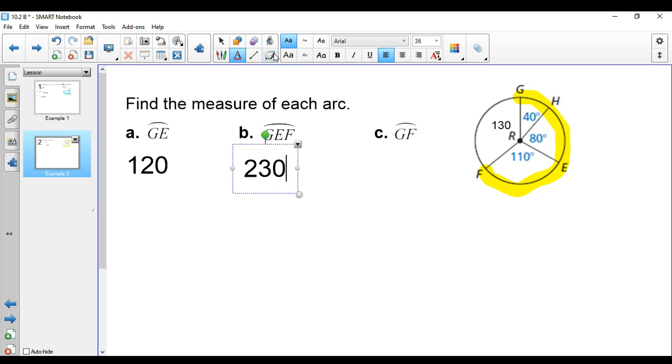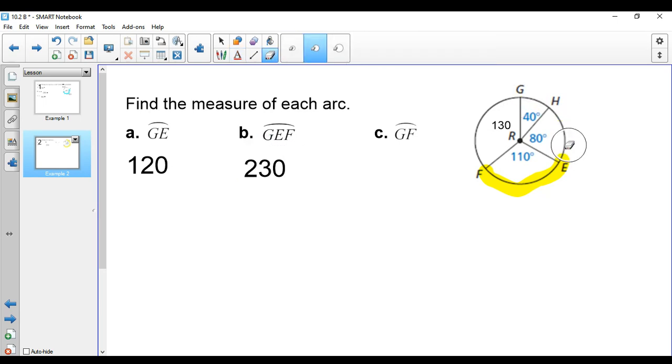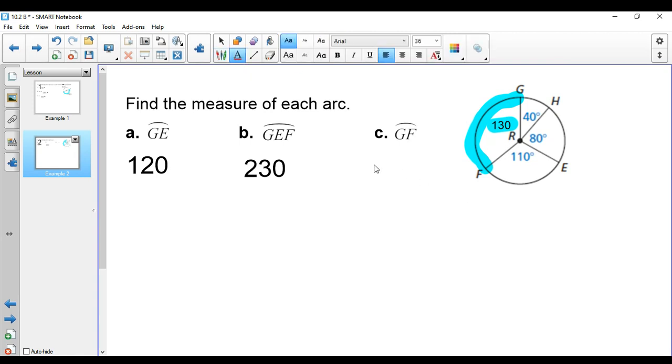And our last one is GF. Notice that that's a minor arc. It's less than half of a circle. And from G to F, the shortest way possible would be this way. And we can see that that angle is 130, which means the arc is also 130. And again, we should have degree symbols for all of these.